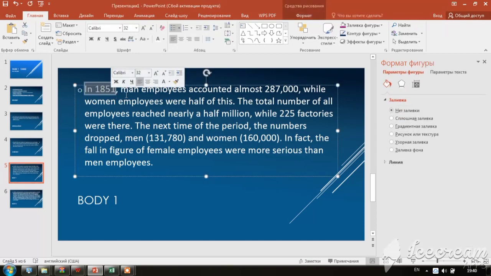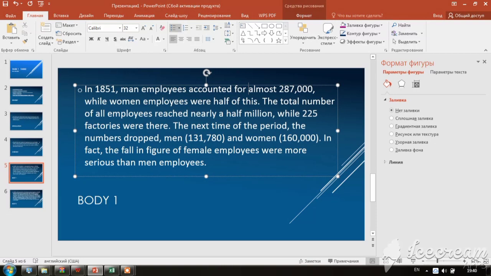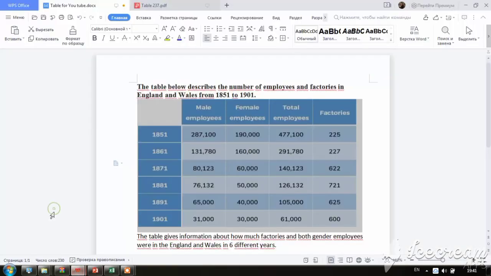Let's write the first body paragraph. In 1851, the male employees accounted for almost 287,000, while women employees were half of this. Sorry, I have some technical problems. And the total number of all employees reached nearly 500,000.